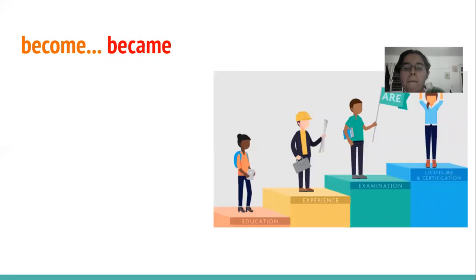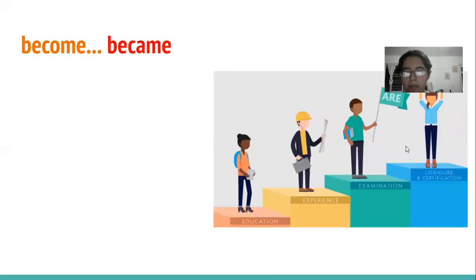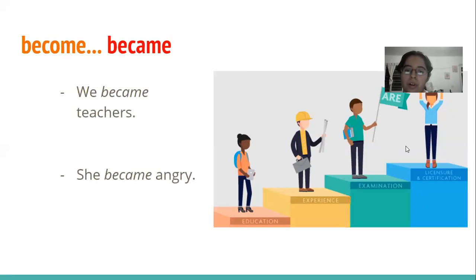Then we have become, became. So a person can start off as a student, and then after a process, the person was a student, and after the process, they became an architect, let's say. So we became teachers and she became angry. So after some sort of process or thing that happened, you became. So become, became.